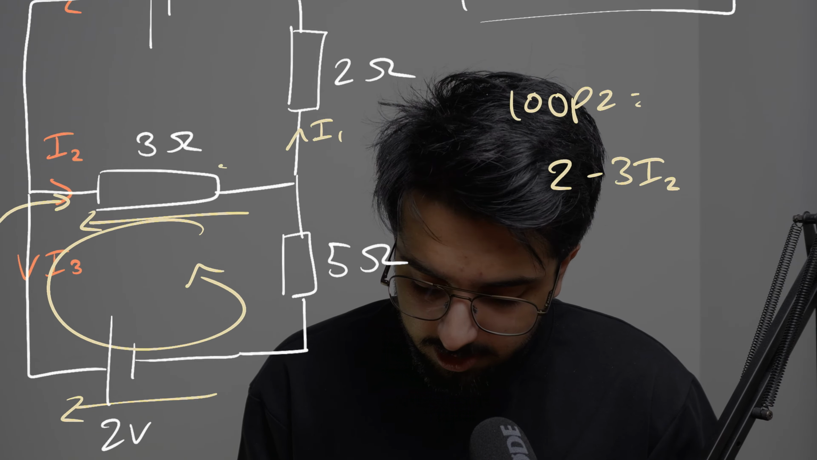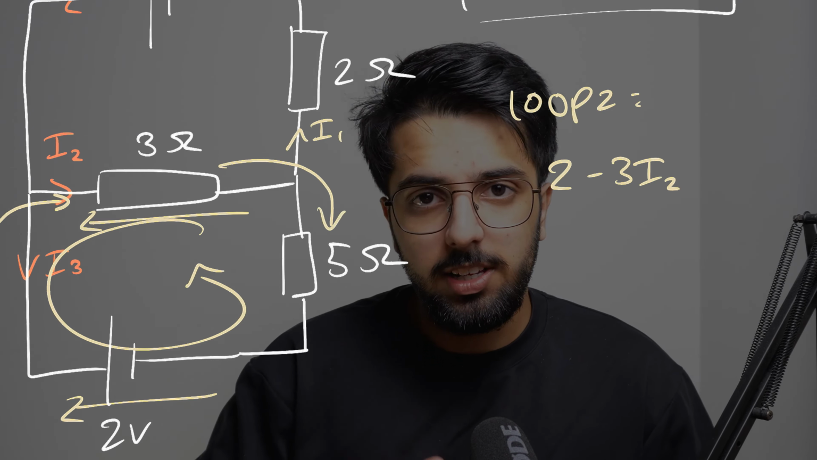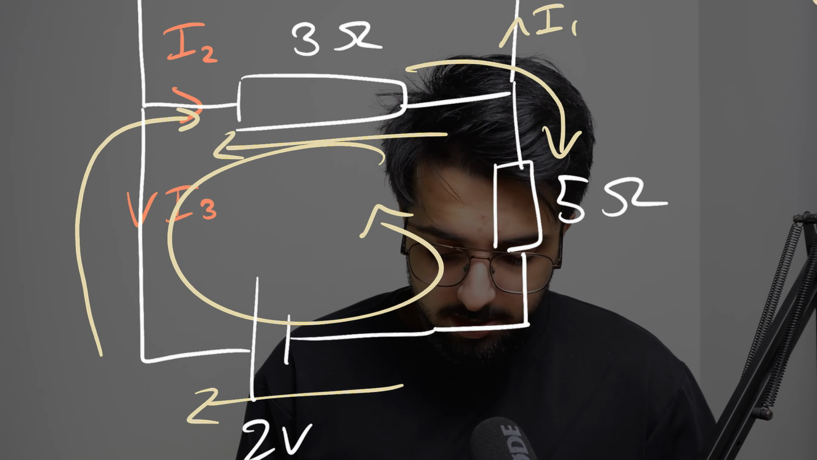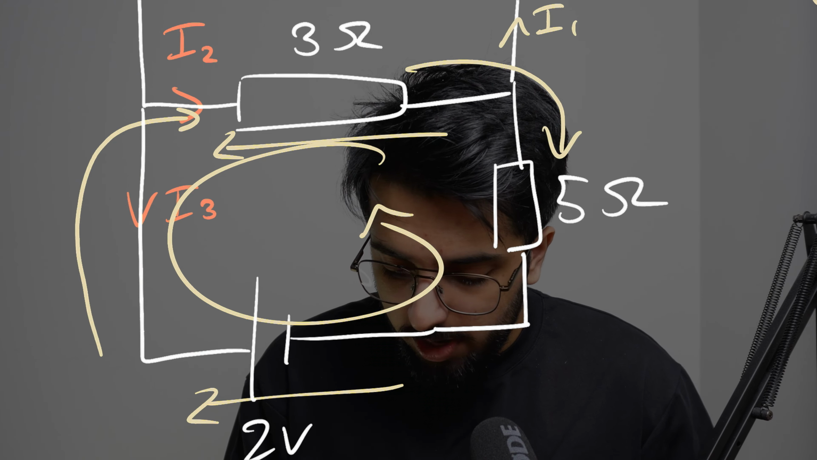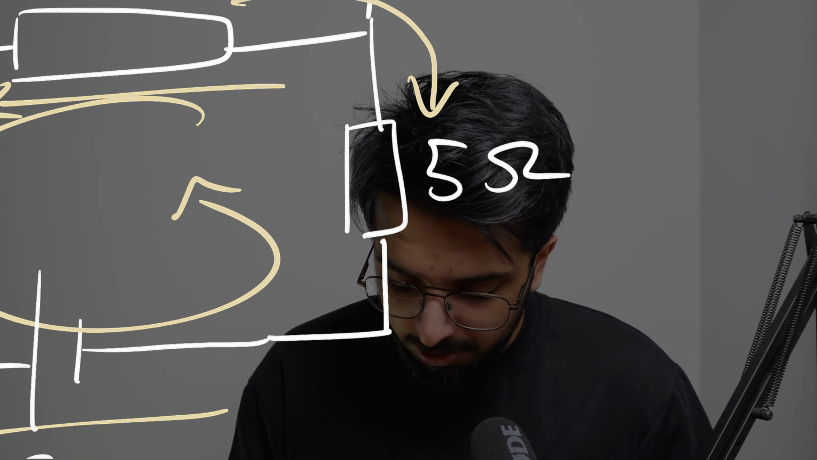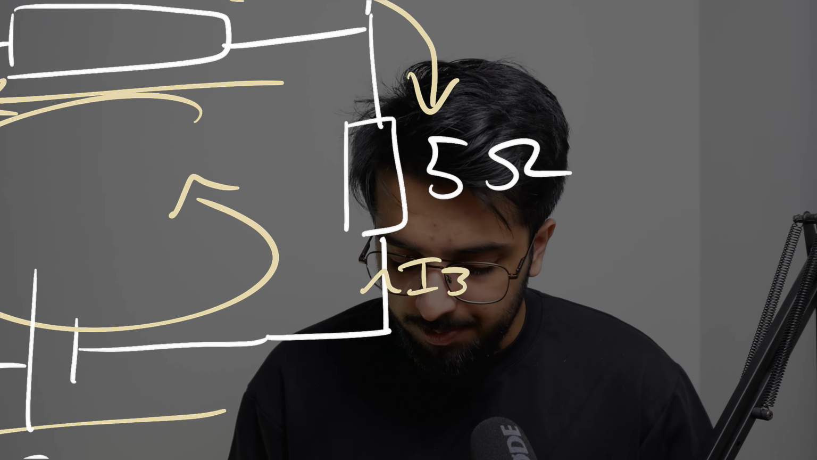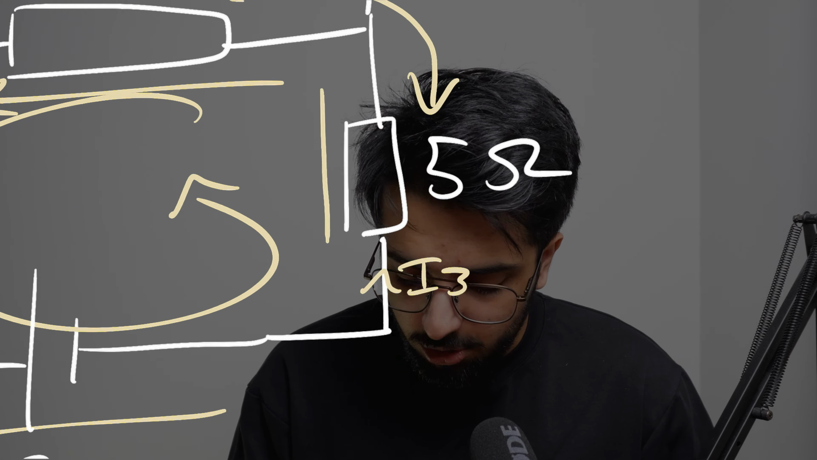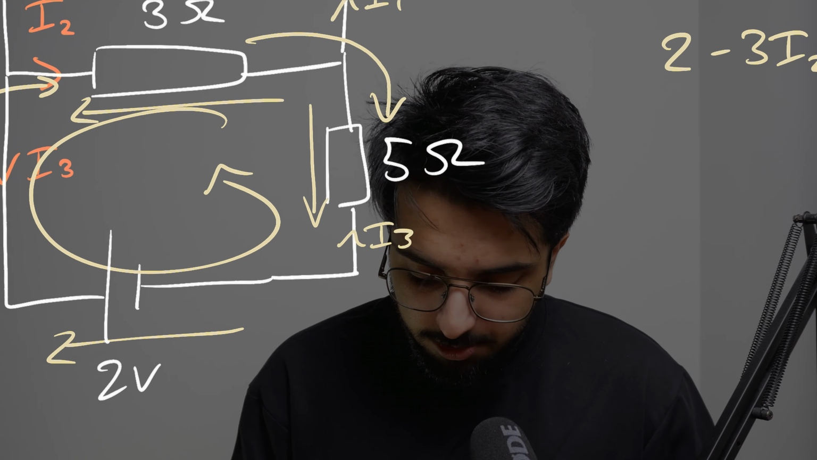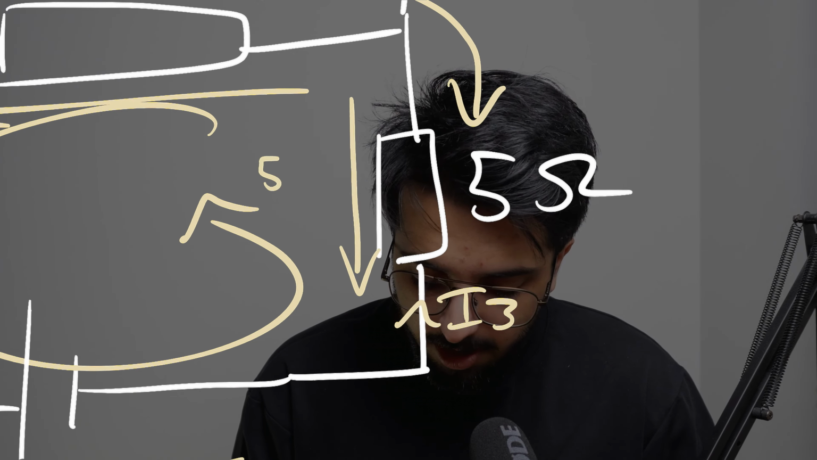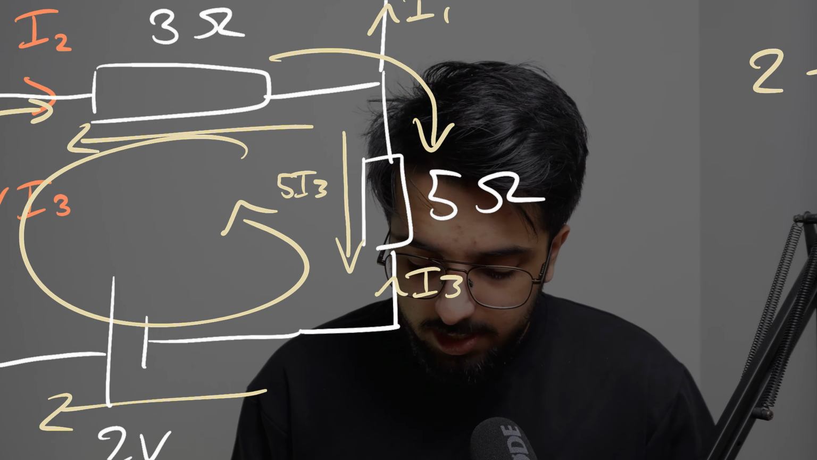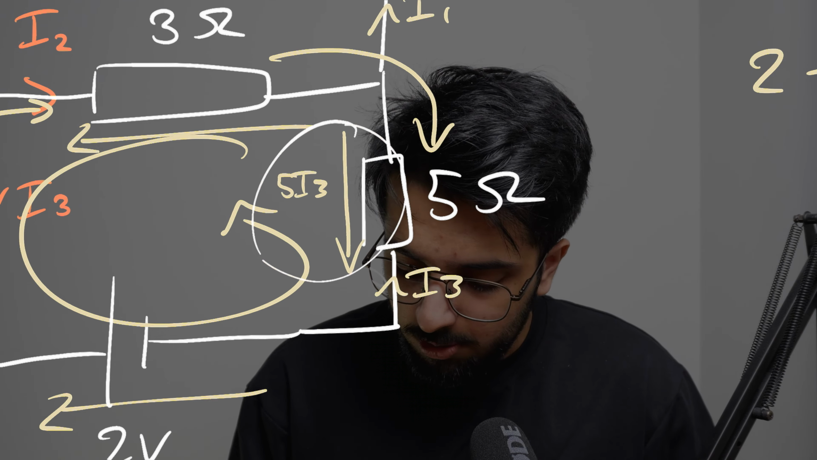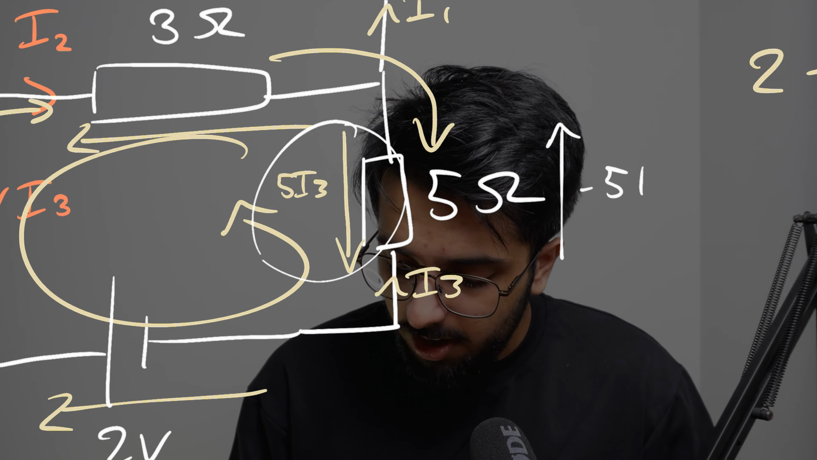And so our loop continues down here. However, we run into a bit of a problem. The problem is that we've defined I3 to be going this way, however, we are coming down this way. So if I3 is coming up here, we are going to have a voltage drop in this direction. This voltage drop is going to be 5I3. However, because in our loop we're coming through in this direction, we can say that this is equal to negative 5I3.